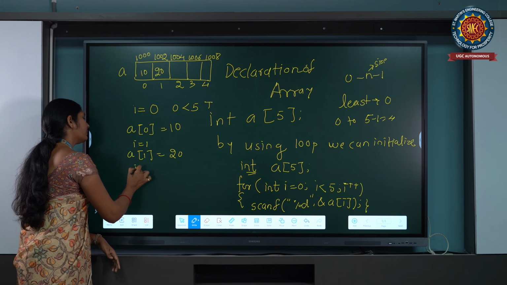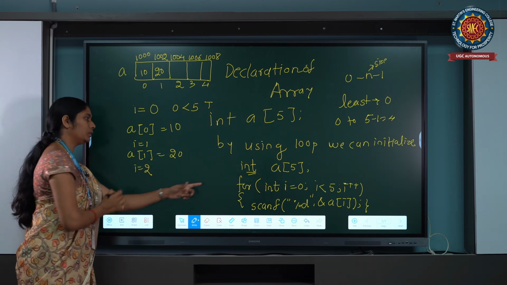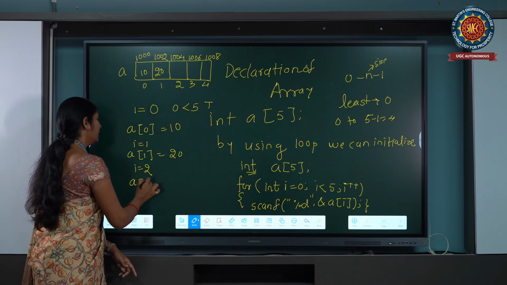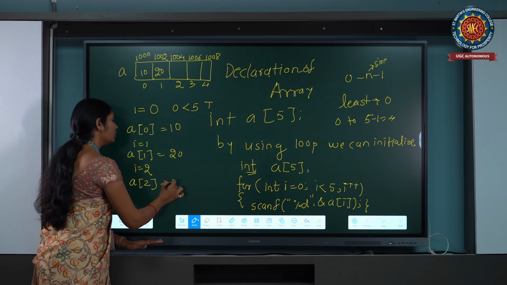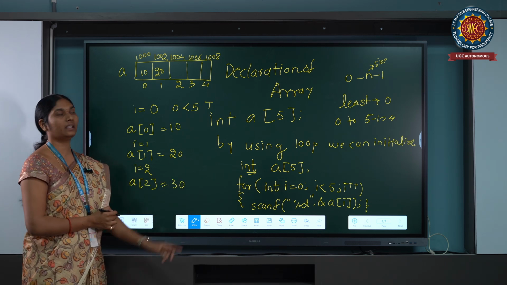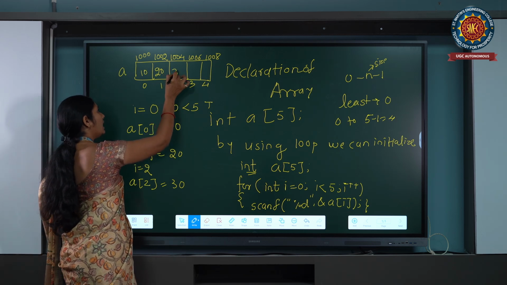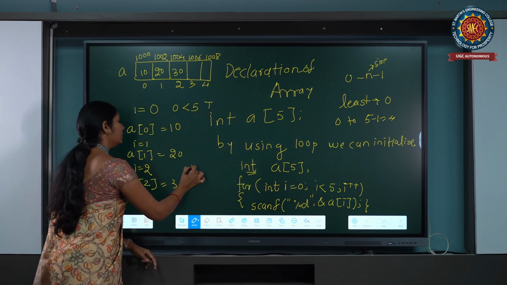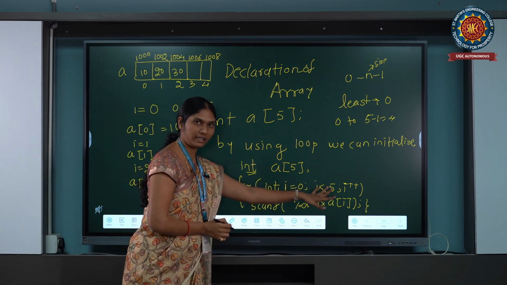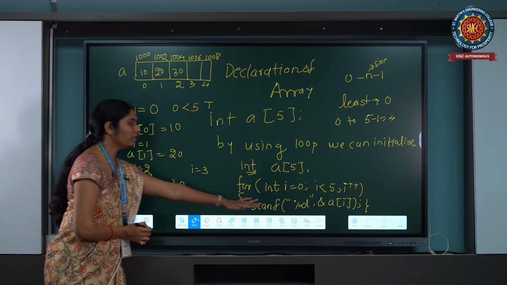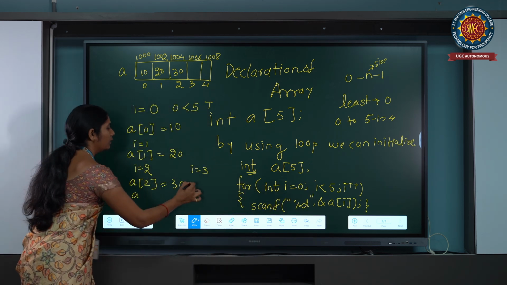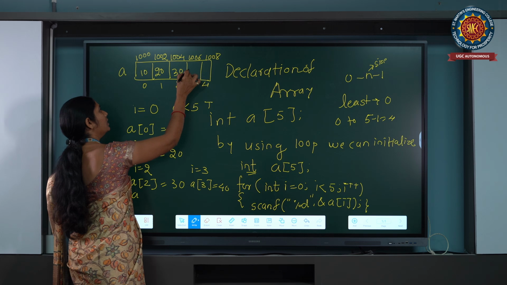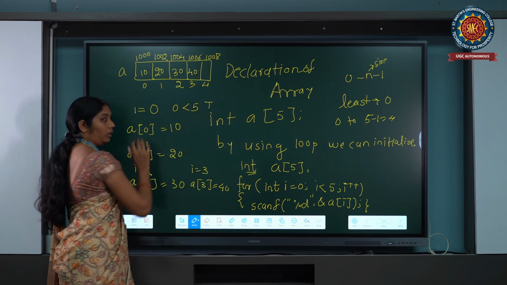Now I equals 2, then 2 is less than 5. Again condition true. In A of 2 location, suppose I am storing the value 30. In A of 2, the value will be stored as 30. Again the I value will be updated. The I value equals 3. Again 3 is less than 5. Condition true. If condition true, we can read the A of 3 value. Suppose I am reading the value 40. The 40 will be stored into that index A of 3.